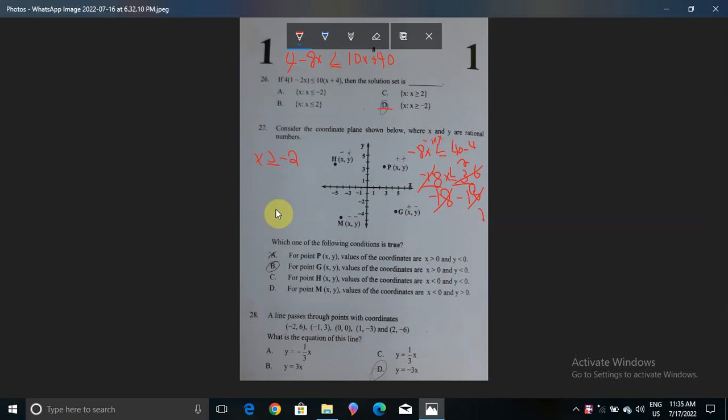Why? Because in quadrant, no, wait, here says H, it will be negative, positive. But in D, for point M, the coordinates are x less than 0 and y greater than 0. No, this one is not correct. And this one is not correct. But G is the correct answer. So that means G is the correct answer for question number 27. Now question number 28. The correct answer will be y is equal to negative 1/36.